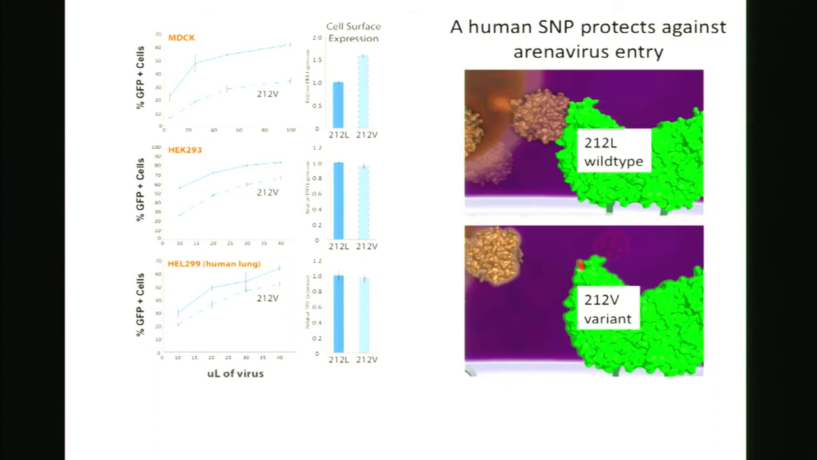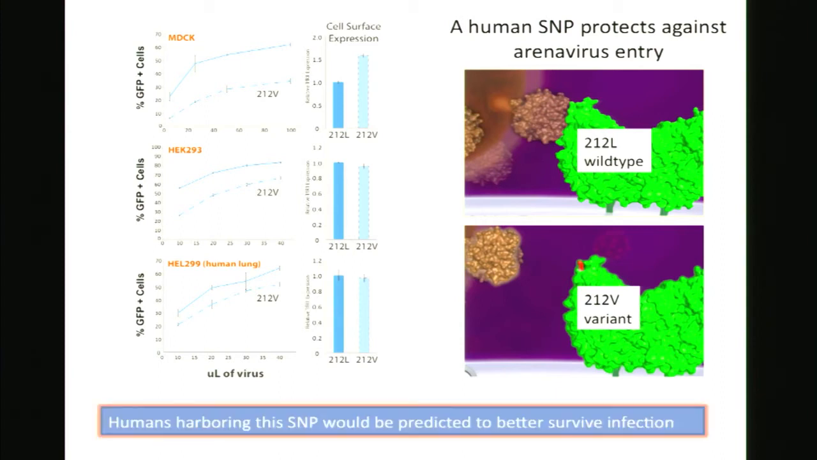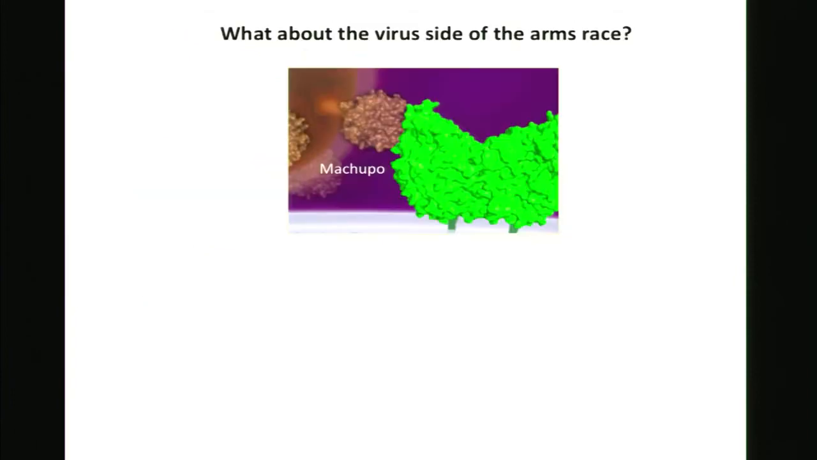You can see that the receptor that has this single amino acid change is less susceptible to virus entry in all 3 cases. That's even true when this receptor is expressed at higher level. So it looks like this SNP could have a protective effect and could protect some people from either contracting this disease or from the severity of it once it occurs. Humans harboring this SNP would be predicted to better survive infection. So by studying these rodent reservoirs and the evolutionary dynamics going on there, now we can extrapolate this into human and understand the biology of how that might translate to zoonotic disease.